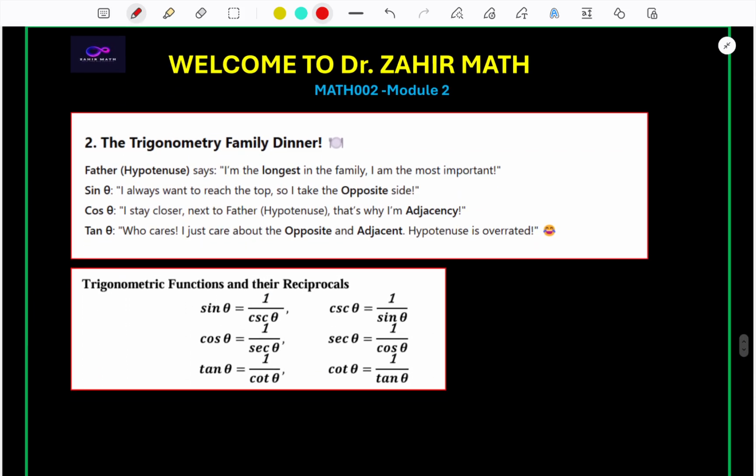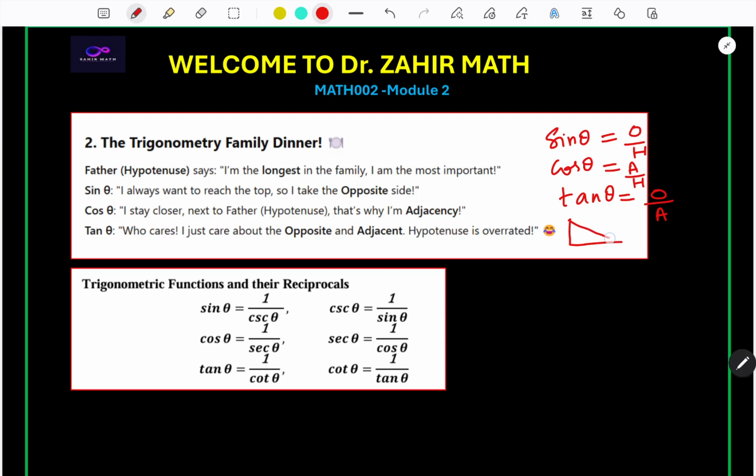In another way also sometimes we remember, because most of the times you get confused about what is sine theta, what is cosine theta, what is tan theta. Sine theta is opposite side by hypotenuse. Cos theta is adjacent side by hypotenuse. And tan theta is opposite side by adjacent side.